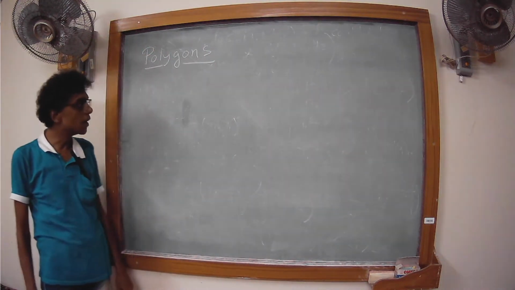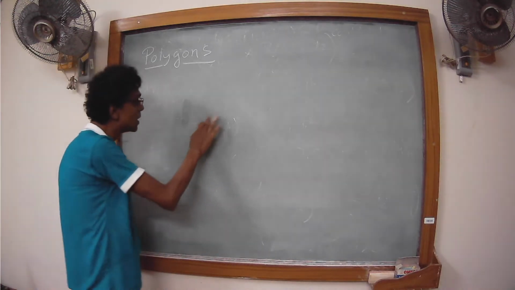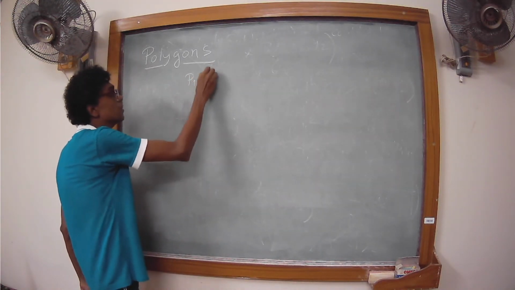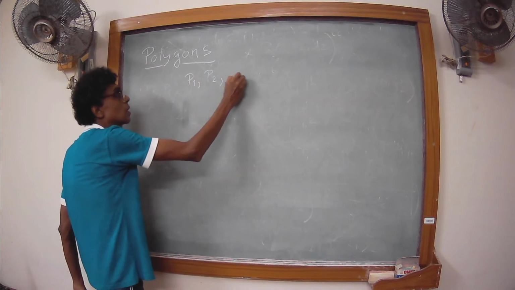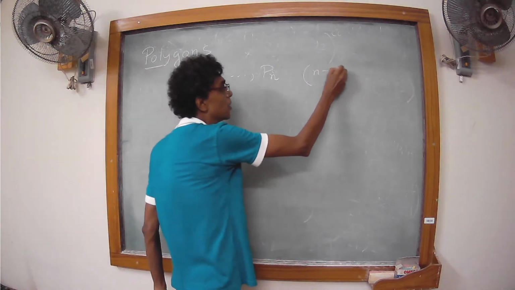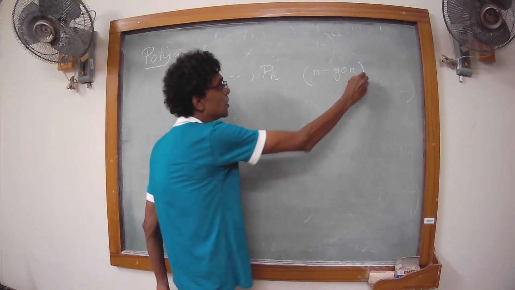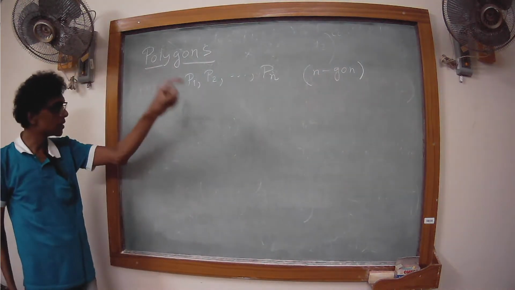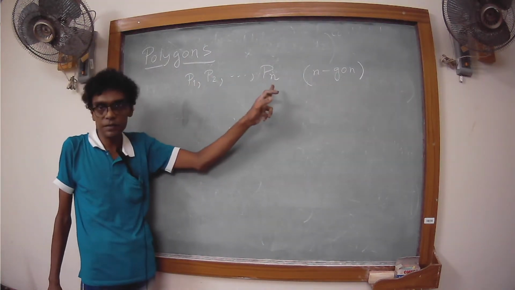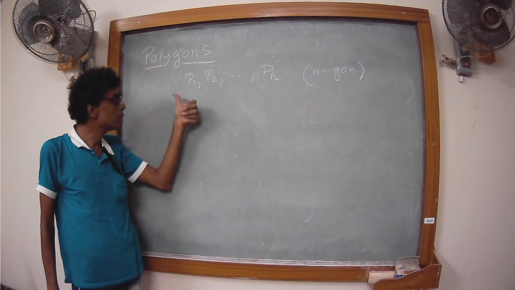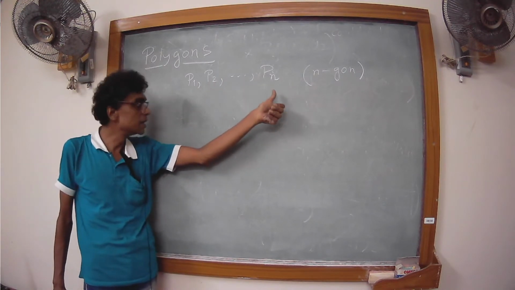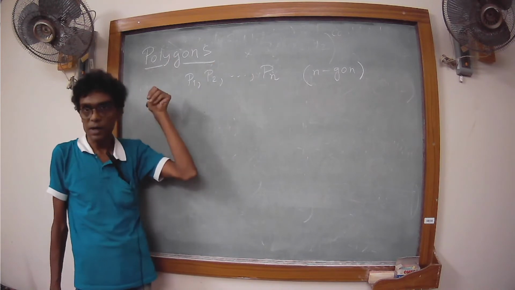And polygons are specified by a set of points P1, P2, ..., Pn. This is called an n-gon because there are n corners. So whenever I specify this, the sequence is important. From P1 you go to P2, then go to P3 and so on until you go to Pn and come back to P1. Okay.